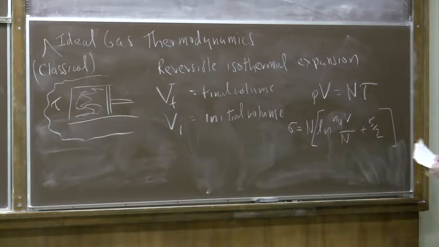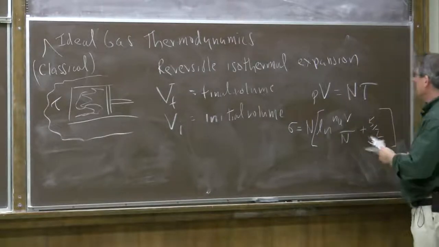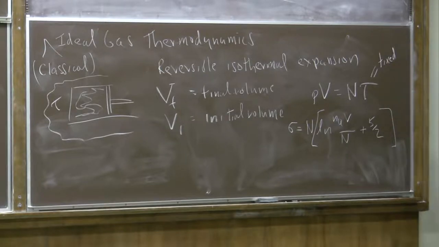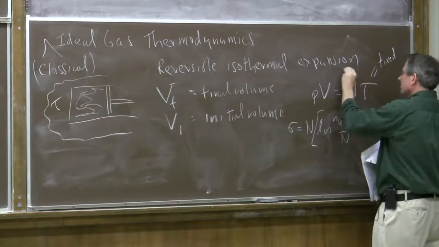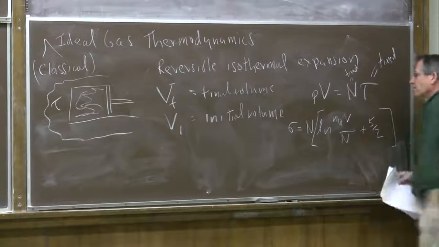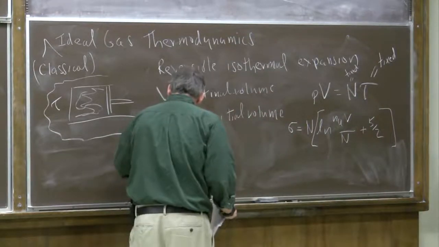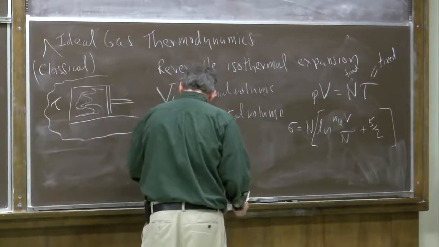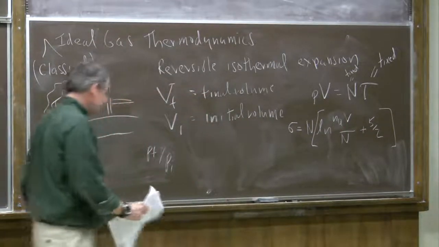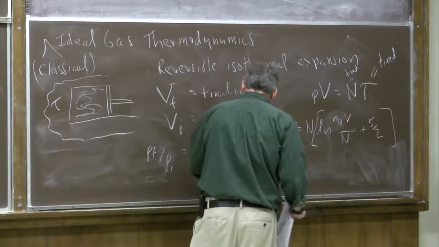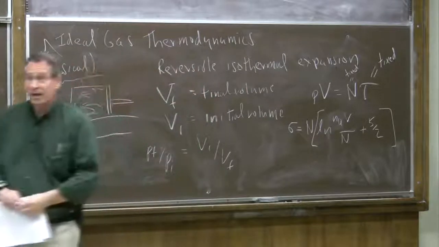Okay. So the temperature is going to be fixed because it's isothermal. The number of particles is fixed because I'm not letting any additional particles enter the chamber or be removed from the chamber. So the pressure and the volume are inversely related. The final pressure divided by the initial pressure is equal to the initial volume divided by the final volume. If the gas expands, the pressure goes down.